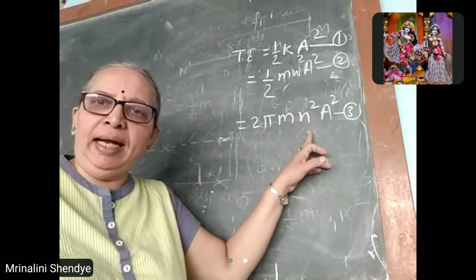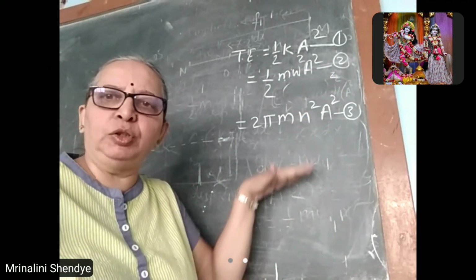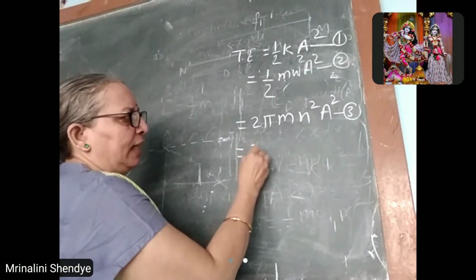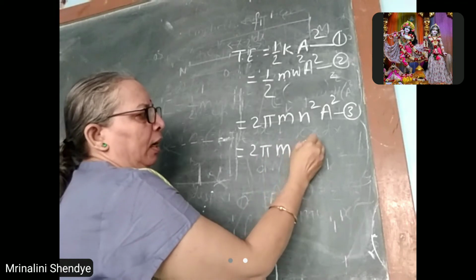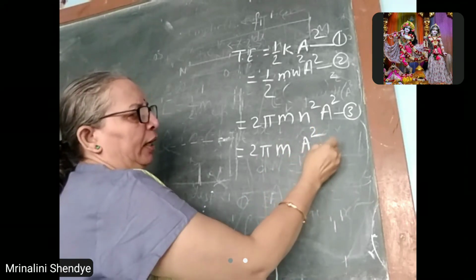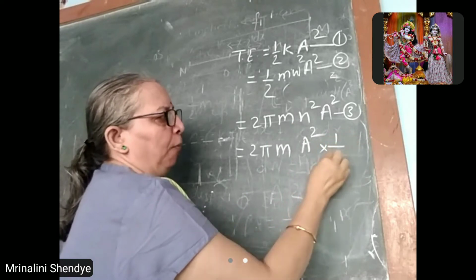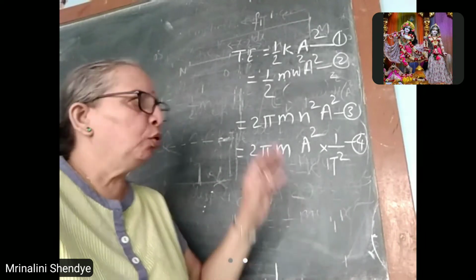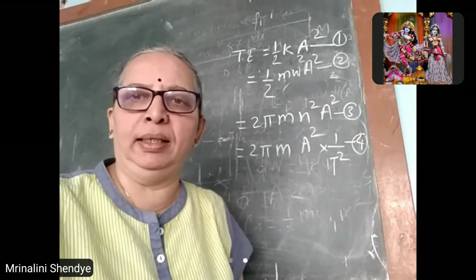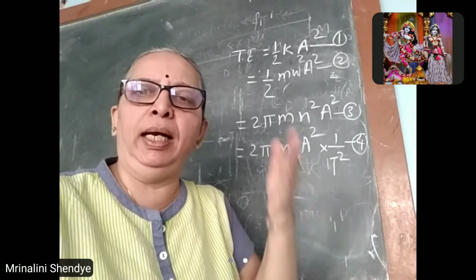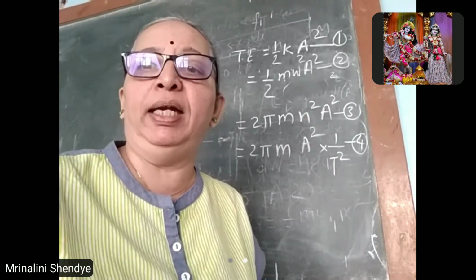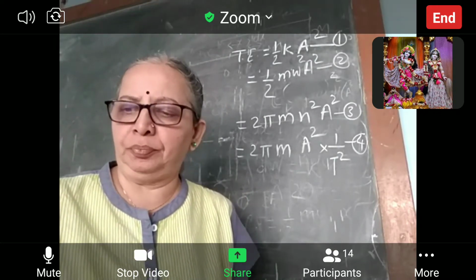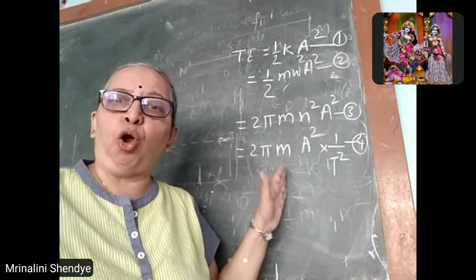So this is one more form for the expression of total energy in terms of frequency. You can rewrite the term of frequency in terms of periodic time. You know n is equal to 1 by T. So I could write the same as 2 pi square m a square into n square, which will be 1 upon T square. So this is equation number 4. So you can rewrite the expression for total energy in different forms in terms of different variables occurring in linear SHM.